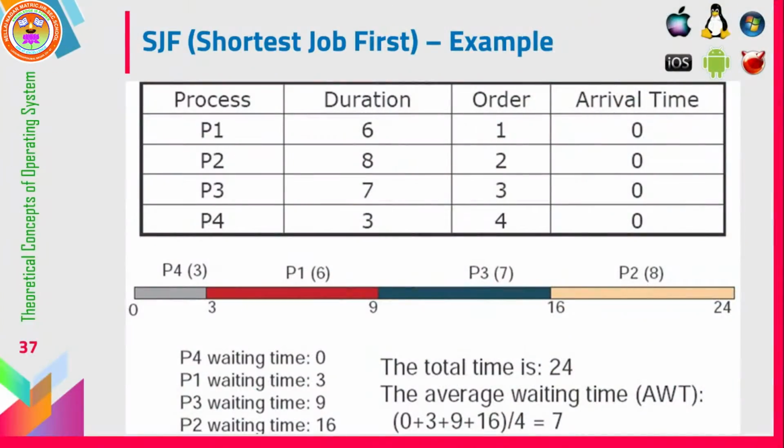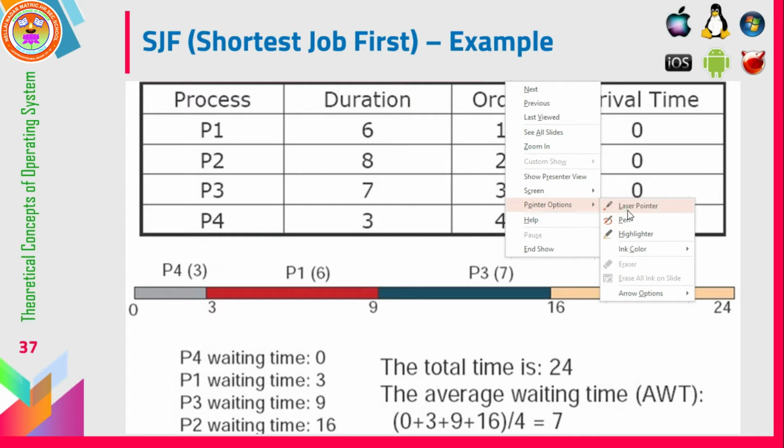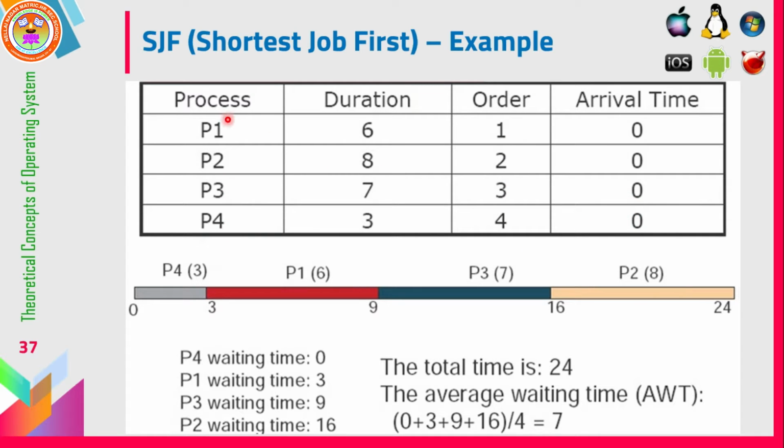Okay, here see the example. There are 4 processes: P1, P2, P3 and P4. Process 1 duration is 6 minutes, process 2 duration is 8 minutes, process 3 duration is 7 minutes and process 4 duration is 3 minutes. Comparing these 4 processes, which one has the least duration? P4. So P4 is allocated first. Starting from 0, the total duration is 3. That is the first one.